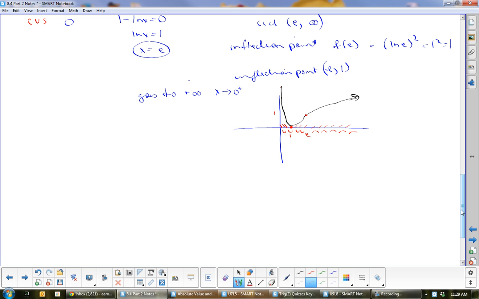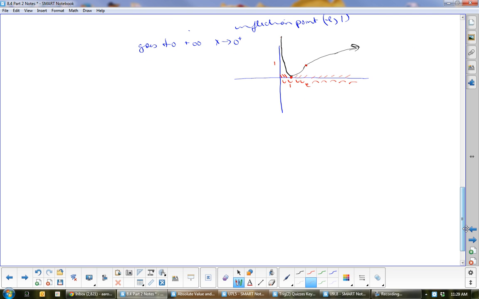Look good? It's supposed to look like that. Yeah. So that's why I don't let you have graphing calculators, actually.